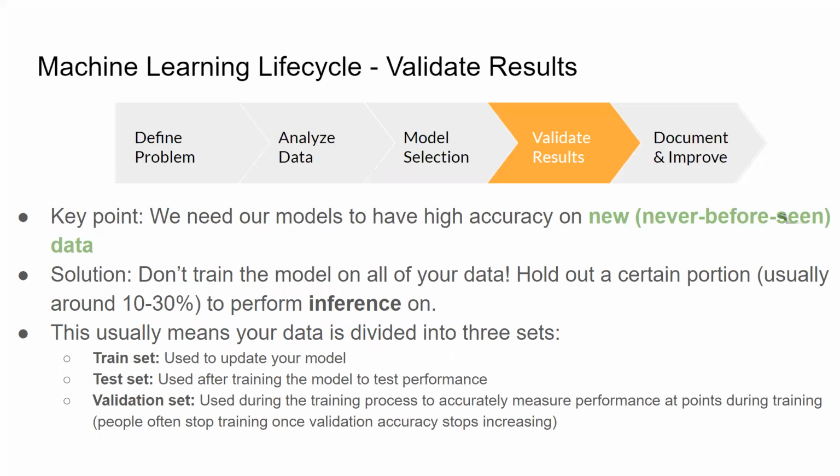So once you've analyzed your data and selected your model, you're ready to put all your data into your model and try to figure out how good is my model doing. So the main takeaway from this is we want our machine learning models to have high accuracy on data it's never seen before. In other words, we want it to be good at inference time.